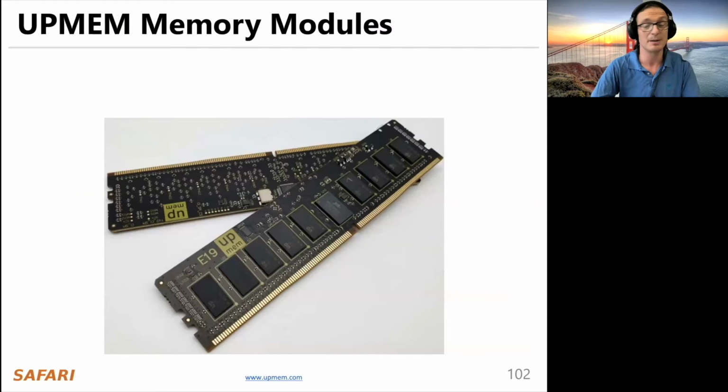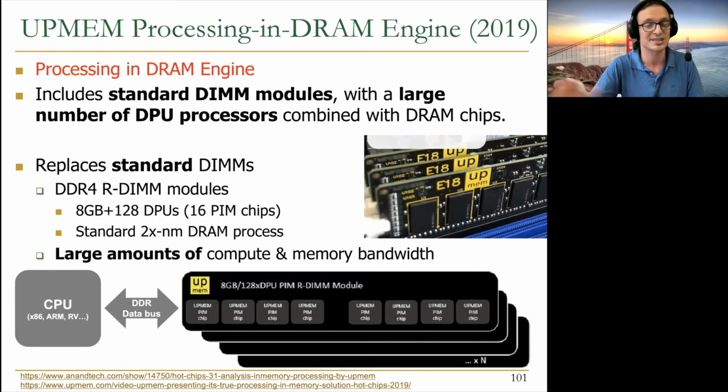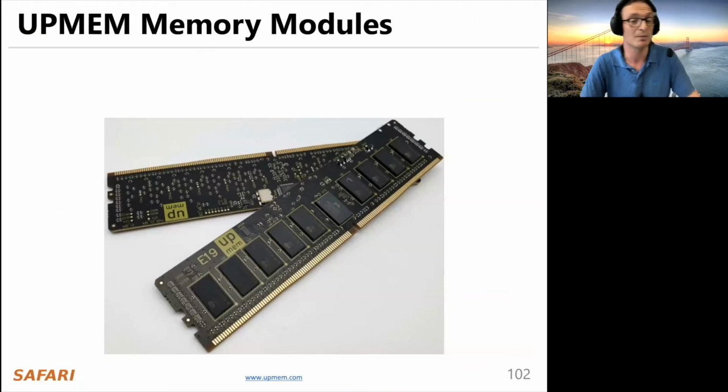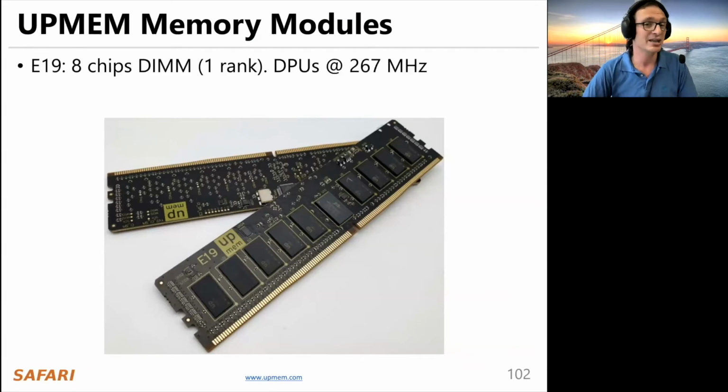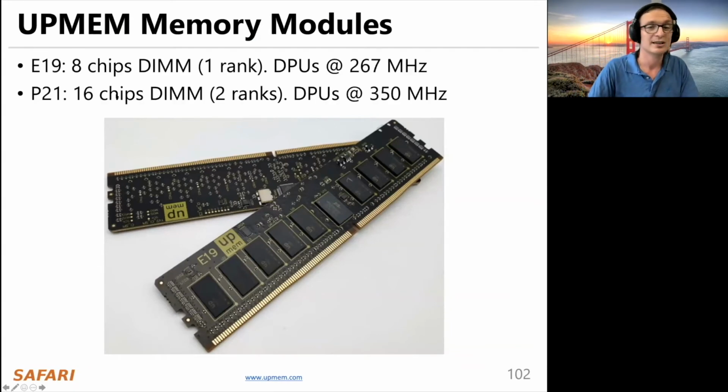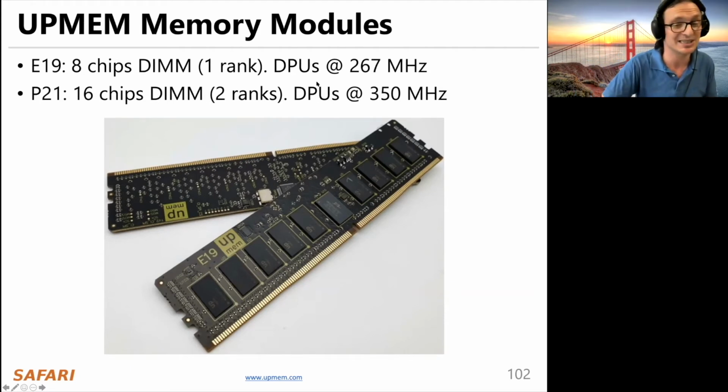But these are real memory modules right now, very similar to your other memory modules, except these are processing capable memory modules. And I think this is fascinating. This was introduced in 2019, and you can read a lot more about their performance analysis right now. And you can see the newer version, P21 version, that it has more chips. DPUs are faster.